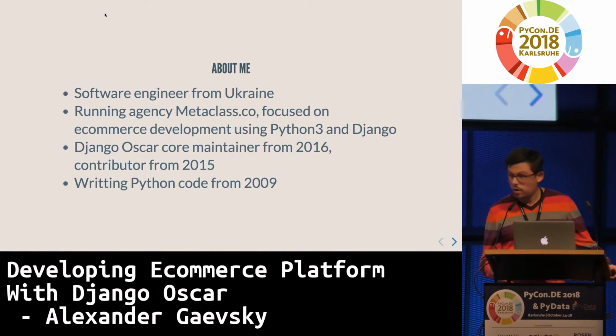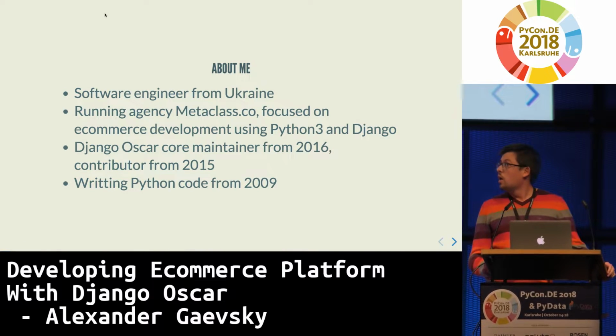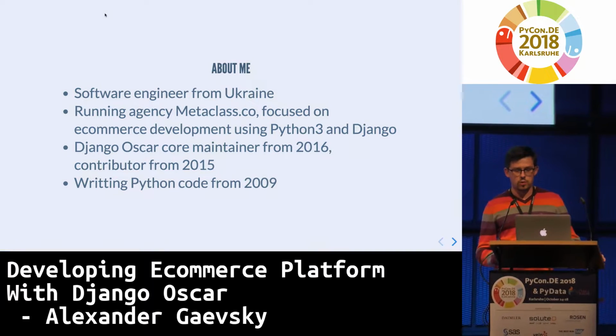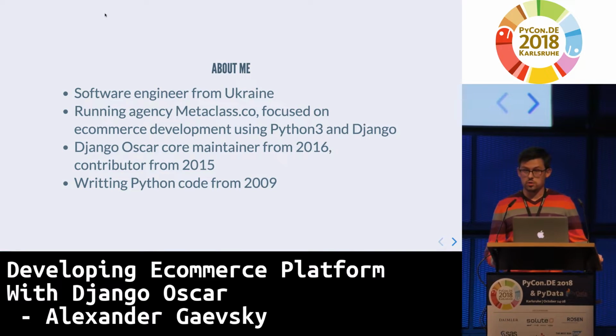Okay, hello everyone. I'm Alexander Gaevsky. I am a software engineer from Ukraine. I'm running a small agency, MetaClass. We're doing custom e-commerce development on top of Python 3, Django, and obviously Django Oscar. I started to write Python code in 2009 and Django code from 2011. I first made a contribution to Django Oscar in 2015, and in 2016 I became a core contributor.